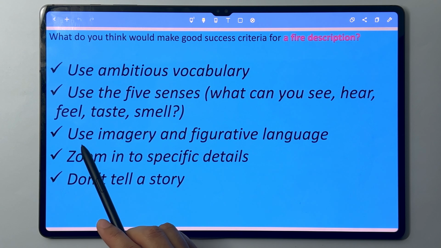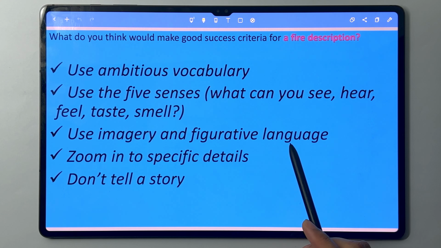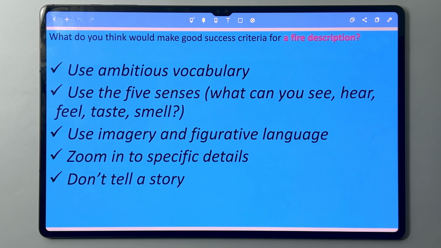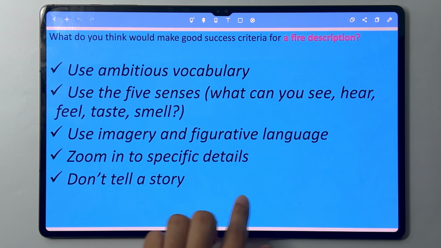The third point, use imagery and figurative language. So that includes using language techniques such as similes, metaphors, personification. Zoom in to specific details. So focus on a certain object or area of the picture and provide detailed description. And finally, don't tell a story because you are writing a description, not a narrative.